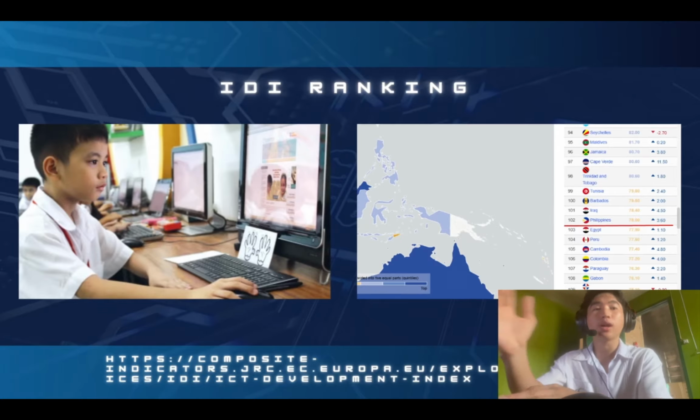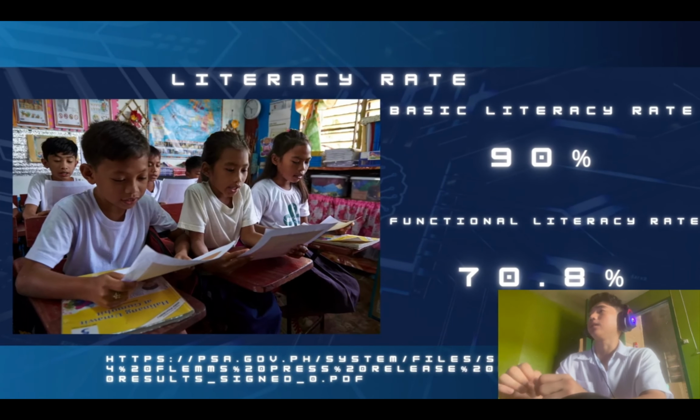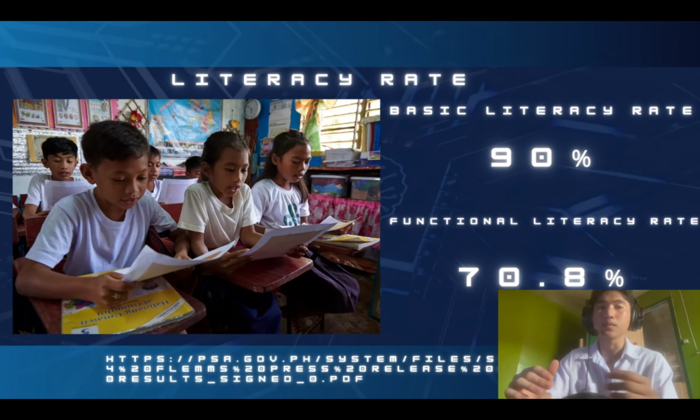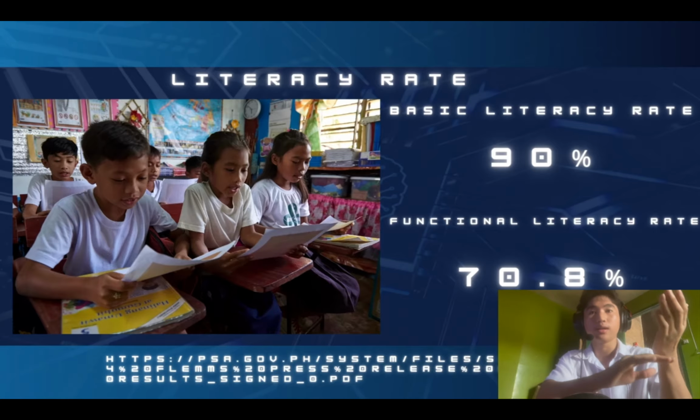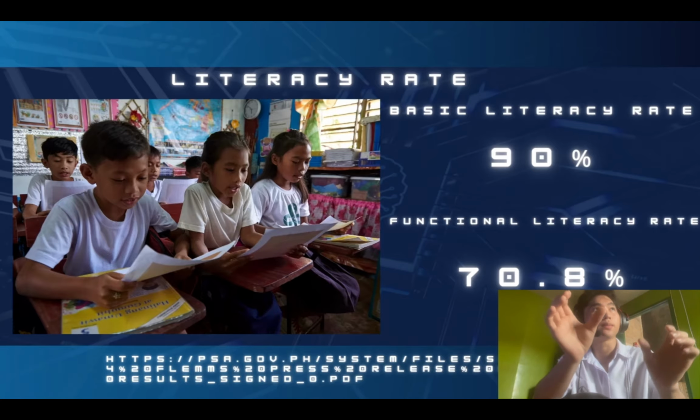But it shows that we are very far behind from the very ones at the top. Next is literacy rate. Our basic literacy rate is 90%, and our functional literacy rate is 70.8%. Basically, the difference between the two is that basic literacy is the ability to read and write a basic passage and do basic math problems, while functional literacy encompasses basic literacy but on a much higher level, like also being able to read information and take something from it.